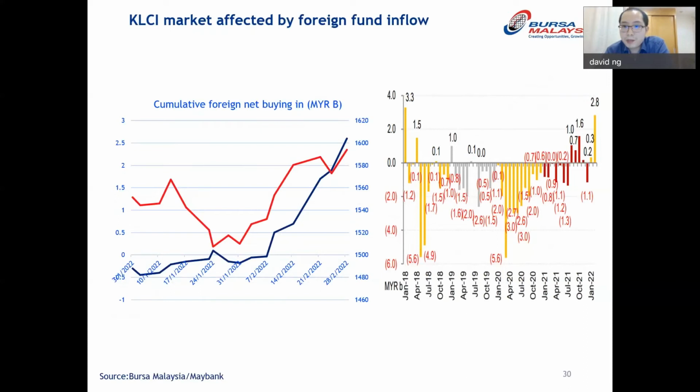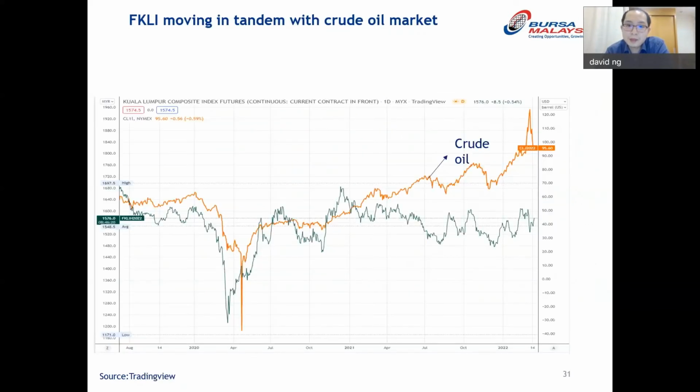So just to show you the impact of foreign inflow and outflow. Whenever you look at foreign inflow coming in, normally you expect the index to perform. And generally when foreigners start to move out of the country, normally you see the index tend to be weaker. Now, I'm also showing you this to show you the relationship between crude oil and the KLCI index. Generally, it is quite a positive relationship, in the sense that whenever you see a strong oil price, normally you see the index to be well supported.